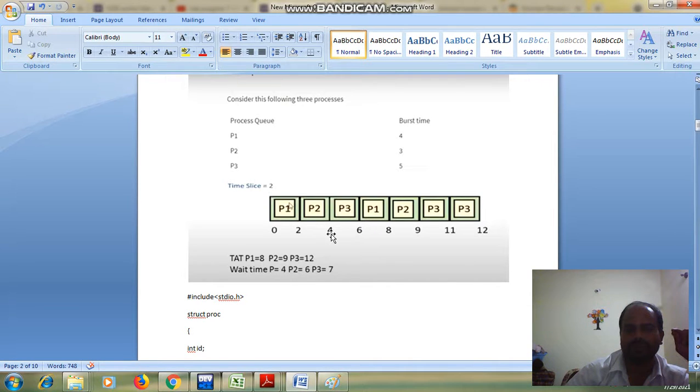For P2, it is waiting here, here, and here. So 2 plus 2 is 4, 4 plus 2 is 6, so 6 seconds P2 is waiting. And P3 is waiting here, here, here and here. So this is 4 seconds. Then 4 plus 6 to 8, 2 seconds, so 4 plus 2 is 6, and 1 second here, 8 to 9. 6 plus 1 is 7 seconds.